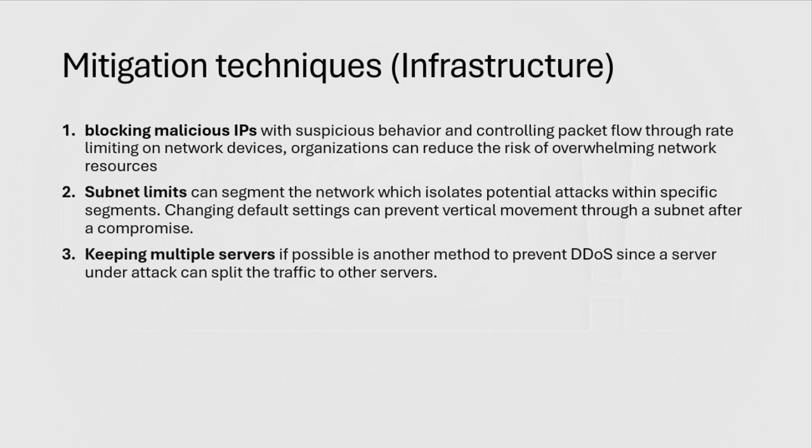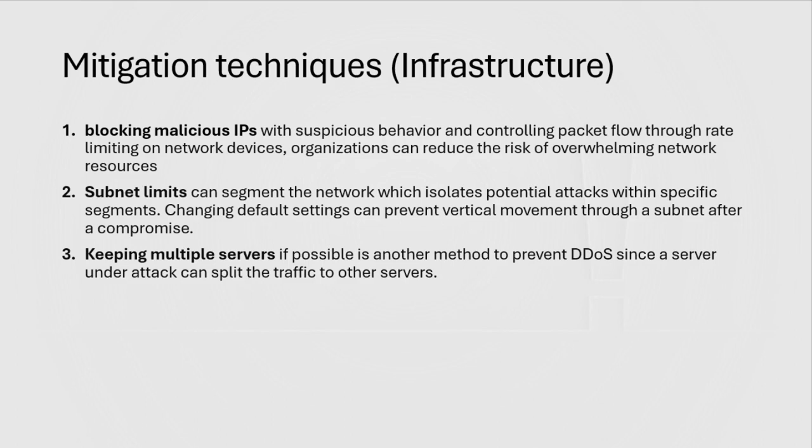Blocking malicious IP addresses will help reduce the load on the network, and this can be done through firewalls, access control lists, and intrusion detection systems. Rate limiting sets a limit on the amount of bandwidth a network device can use in a given time, and by setting rate limits, network administrators can prevent a single host or system from consuming a massive amount of bandwidth.